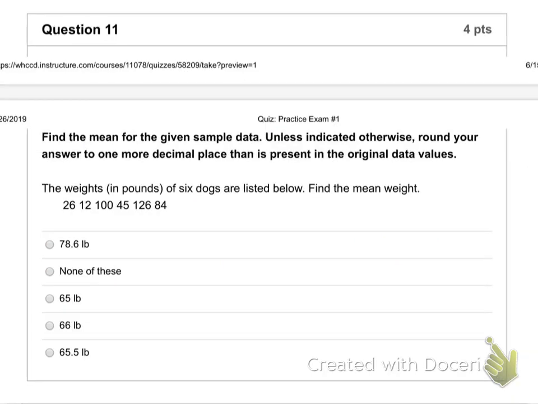Find the mean for the given sample data. Unless indicated otherwise, round your answer to one more decimal place than is present in the original data. Okay, so it just wants the mean. So I would just use calculator again. So 26, 12, 100, 45, 126, 84. So it's just one list again, huh? So just put them down in L1 and see what you get. Be just like the last one, basically.